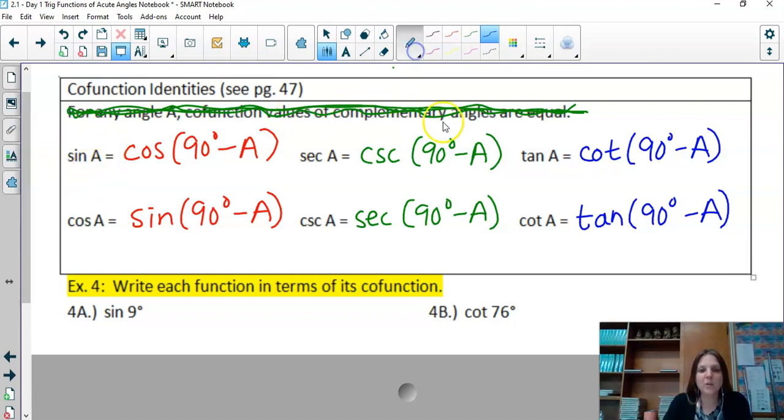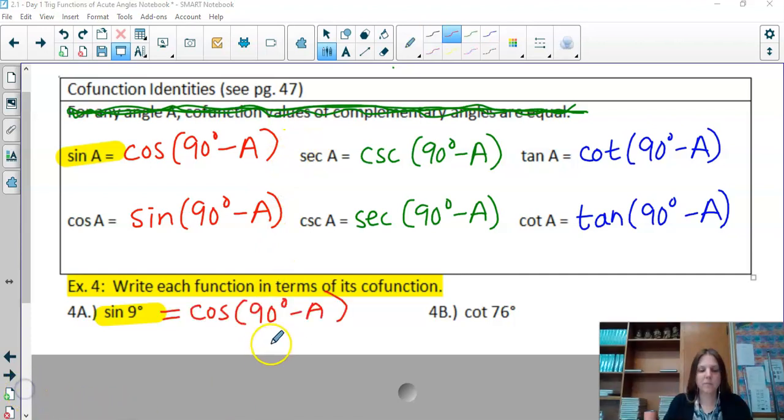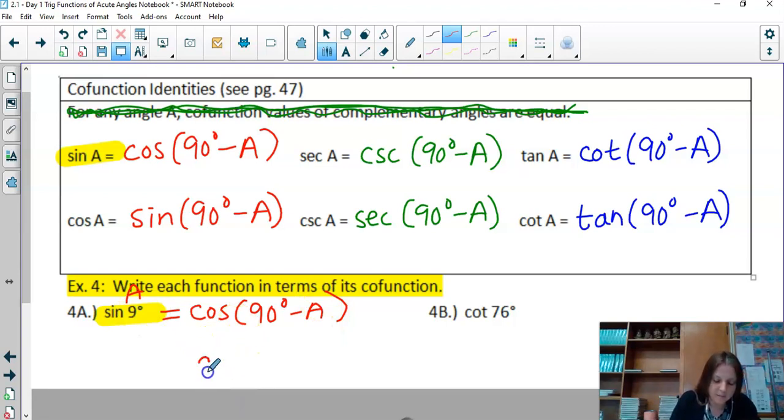Okay, now what I can do is I can take that and I can replace it with what it equals. So this is what I have right here. I'm going to equal it to its cofunction. So now what I'm going to do is I'm going to plug in any given information. So this is A, and A is just the angle. So what I can do is I can take out that A and I can replace it with 9.